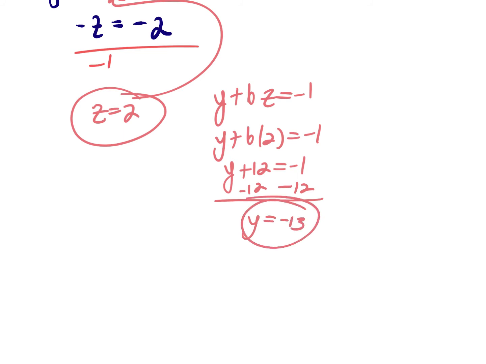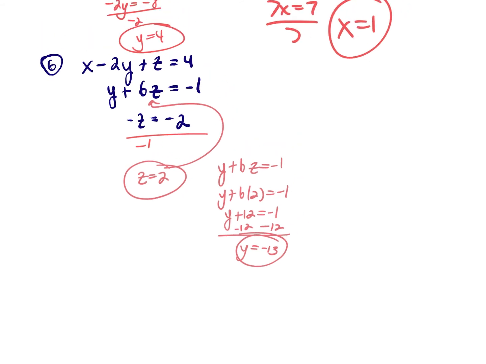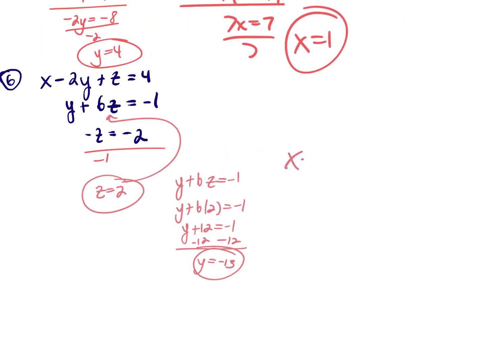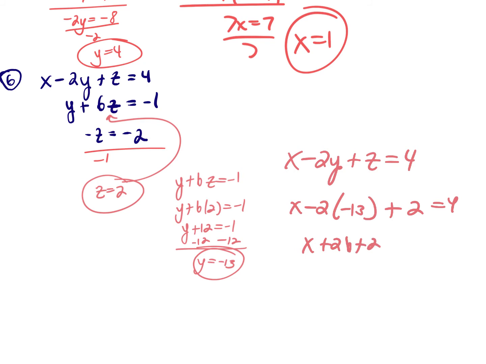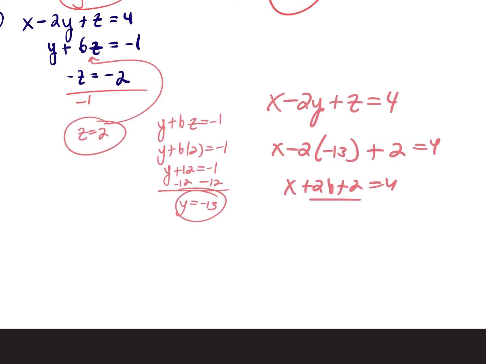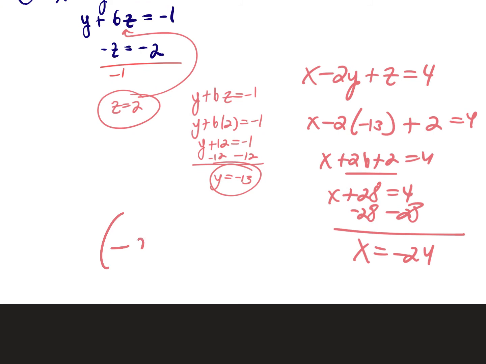Good. Very good. So now I know what z is. I know what y is. I'm going to take those two values and plug them into the top equation. So x minus 2y plus z equals 4. I don't know what x is, but minus 2 times y is negative 13, plus z is 2, equals 4. Negative times a negative is a positive. So plus 26 plus 2 equals 4. What's 26 and 2? So x plus 28 equals 4. Subtract 28 from both sides. And what does x equal? Negative 24. So your answer would be negative 24, negative 13, positive 2.